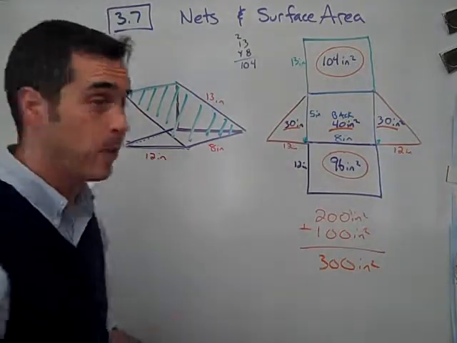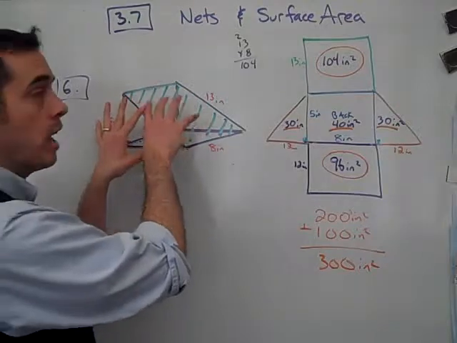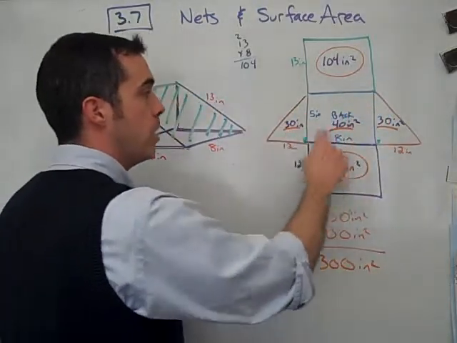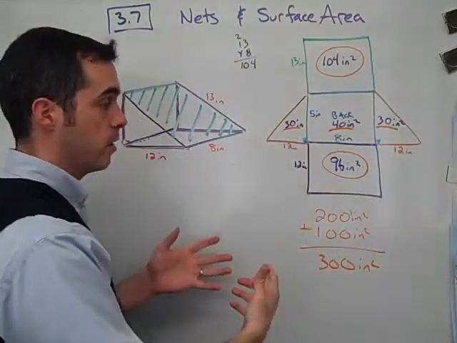It's always good to check your work. So that is surface area. We take the 3-dimensional object, turn it into a net, and then find the area of each individual polygon so that we have the surface area. All right.